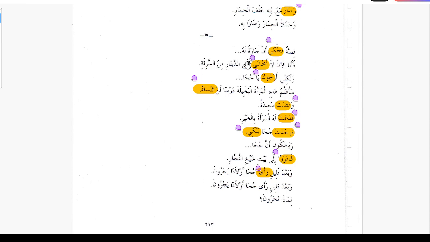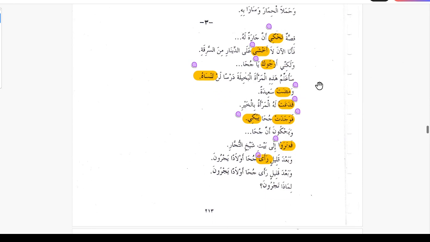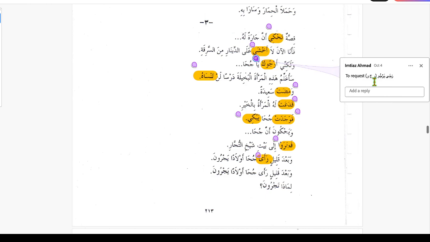I don't fear now. So this verb is aksha, actually it is khashiya yaksha, huwa yaksha, anta taksha, ana aksha. So this is for ana, and the root letters of khashiya are kha, sheen, and ya, to fear. Walakinnani arjuka ya juha, but I request you, O juha. So the arju is the verb coming from raja yarju. This raja has the root letters ra, jim, and waw, to request.